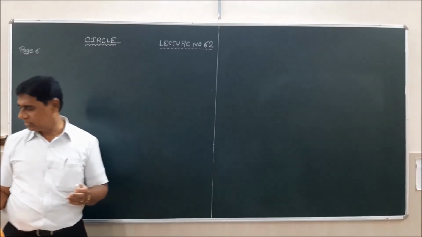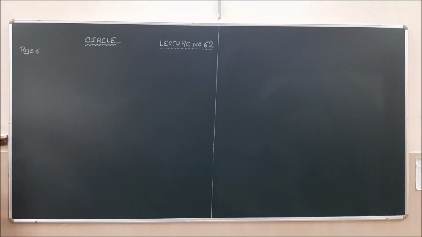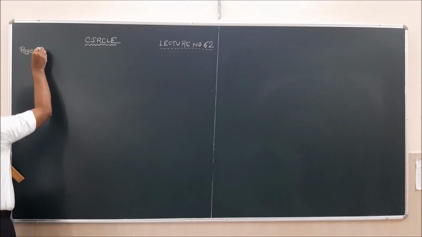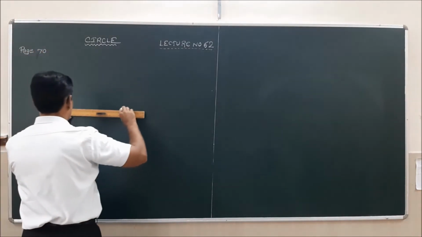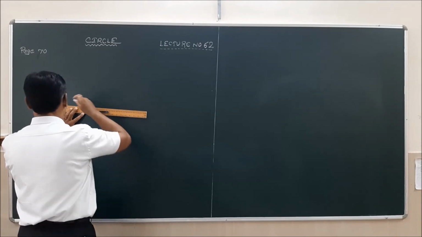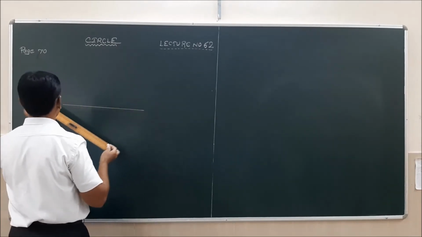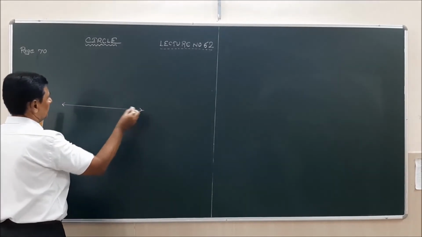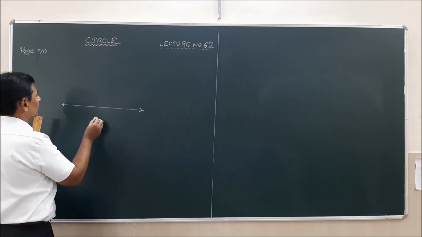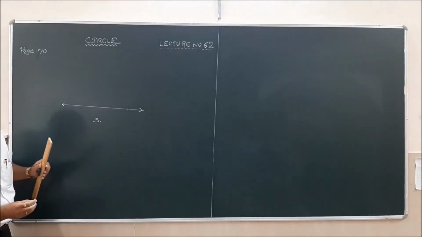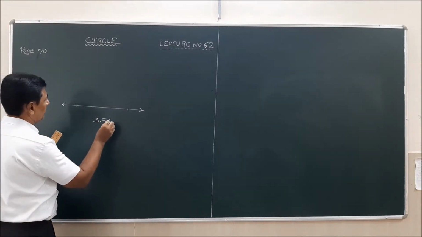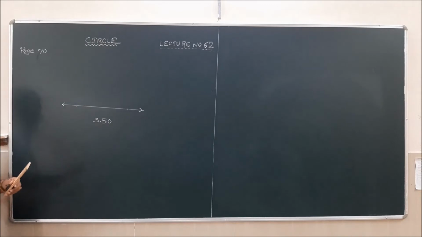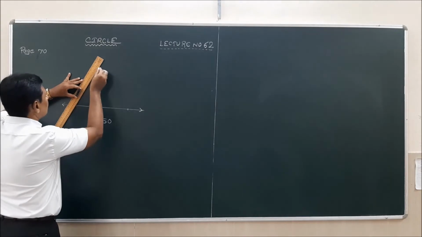Okay, dear students, now let's see this theorem which is given on page 70. One line is given, and on this line, 2 points are given. Figure number 3.50. Please look at the figure 3.50 on page number 70. You will find here, the statement is very important.